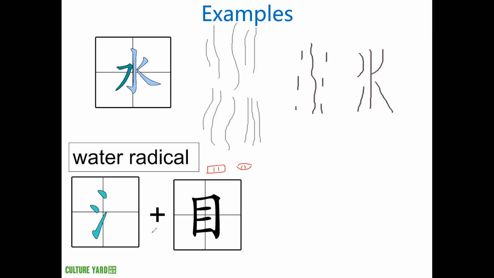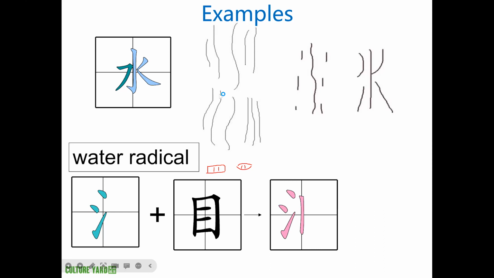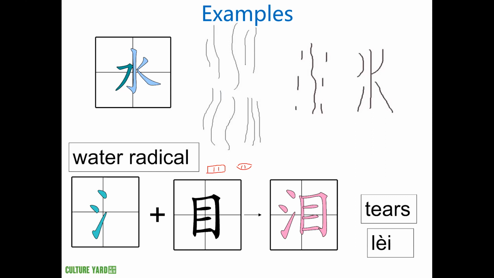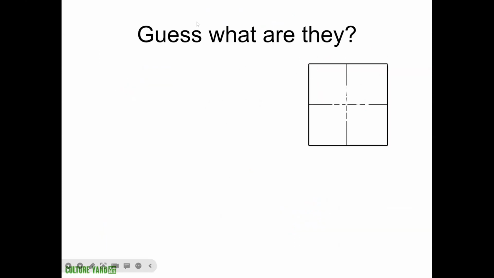So you can think about that. Water and I together. What does it mean? Oh. Yeah, the water in your eye. What's that? Tears. Yes, tears. Great. Yeah, this is the tears. The water in your eye. It's like that. And later, if a character has a water radical, mostly the character's meaning is related to water or liquid. Tears are liquid, right? So this is the water radical. And then we can guess.